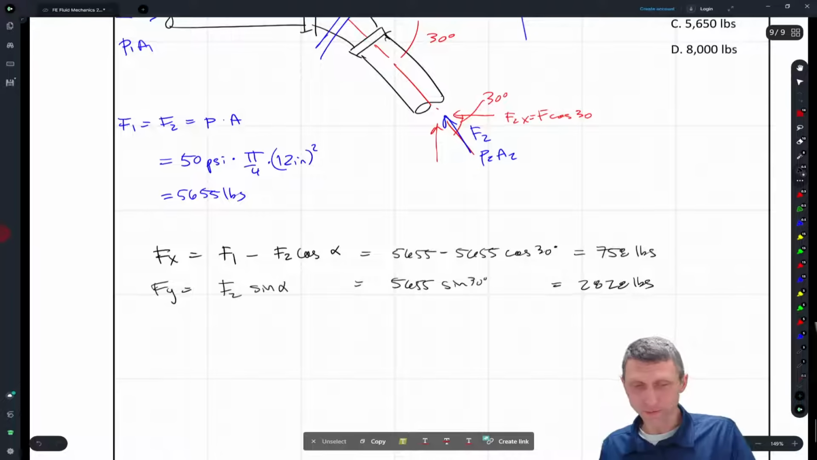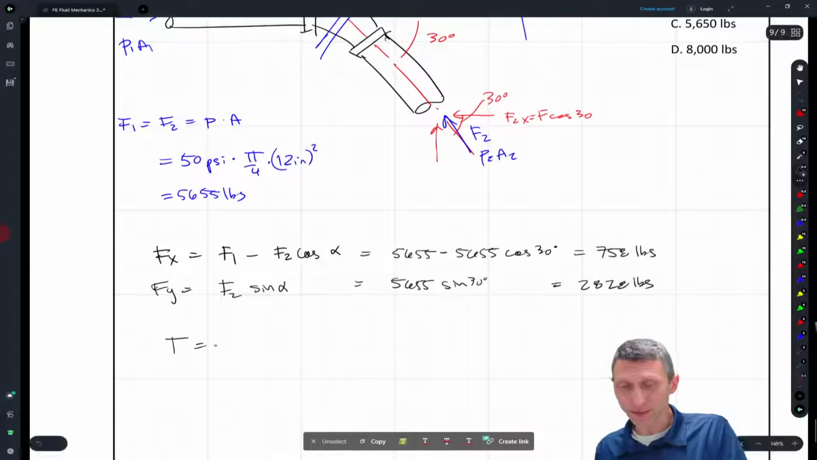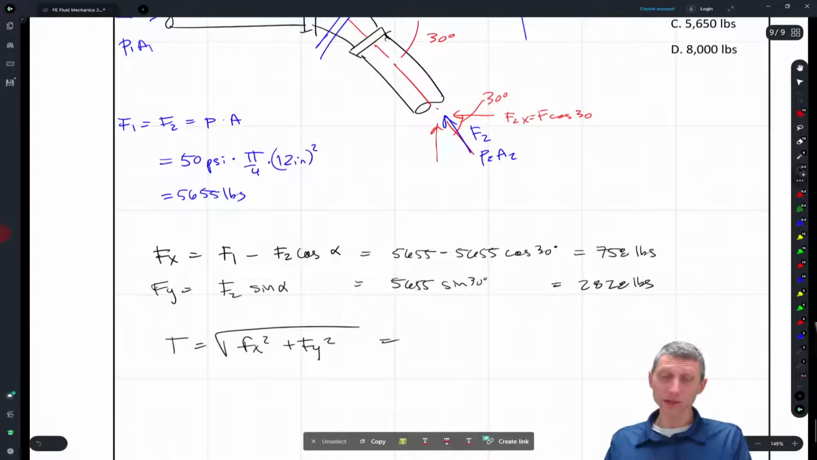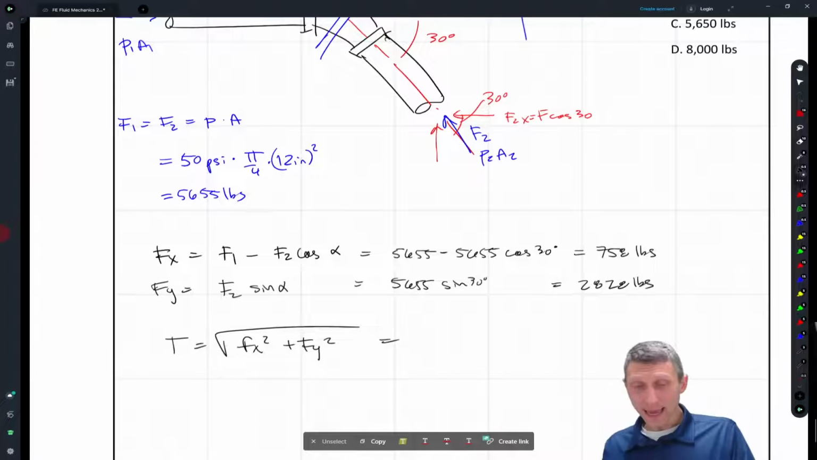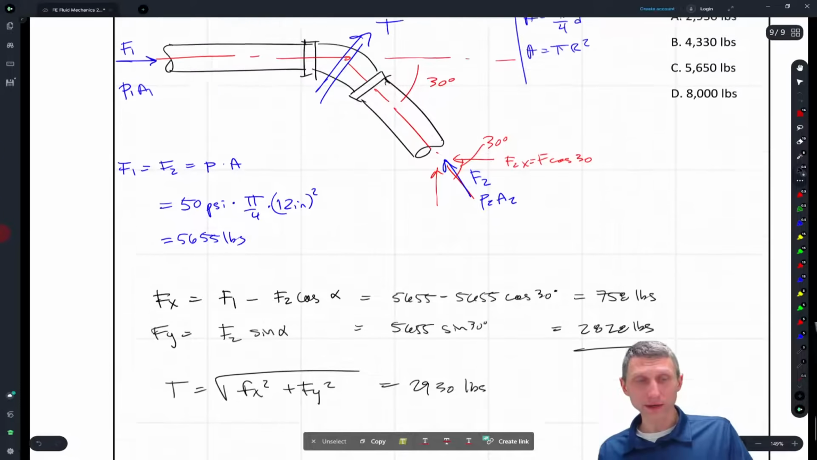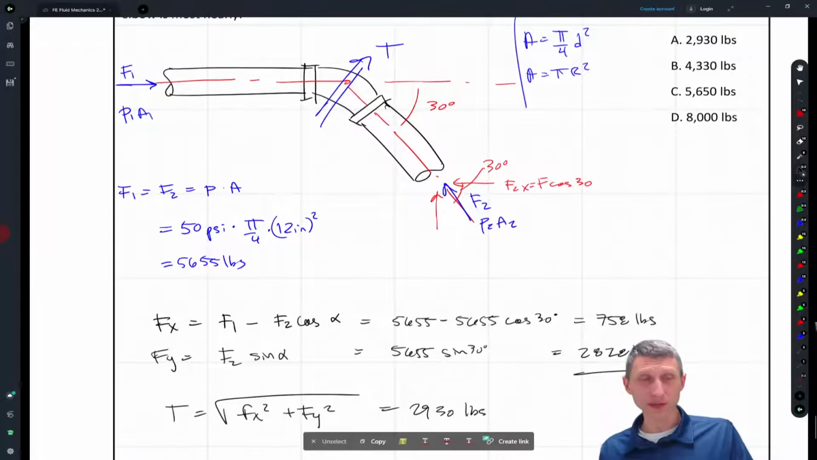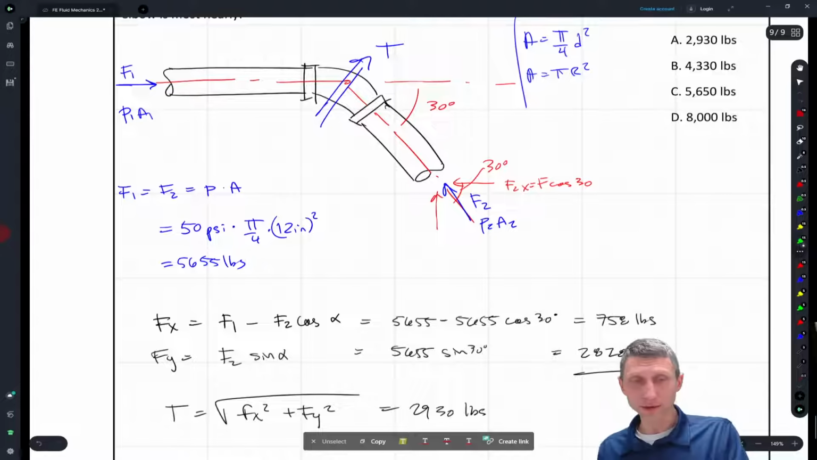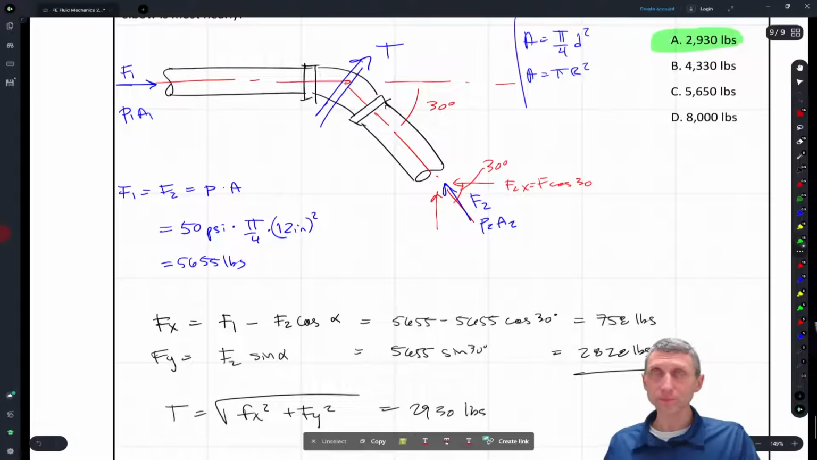pounds. And if we want the resultant of that, the resultant is going to be our thrust. So our thrust is going to equal the square root of Fx squared plus Fy squared. And if we do Pythagorean's theorem here, we get the square root of 758 squared plus 28 squared, and I get 2930 pounds. I mean, you probably could have stopped right here because the answers are pretty coarse, but it's good to know how to do it and get the right answer as well.